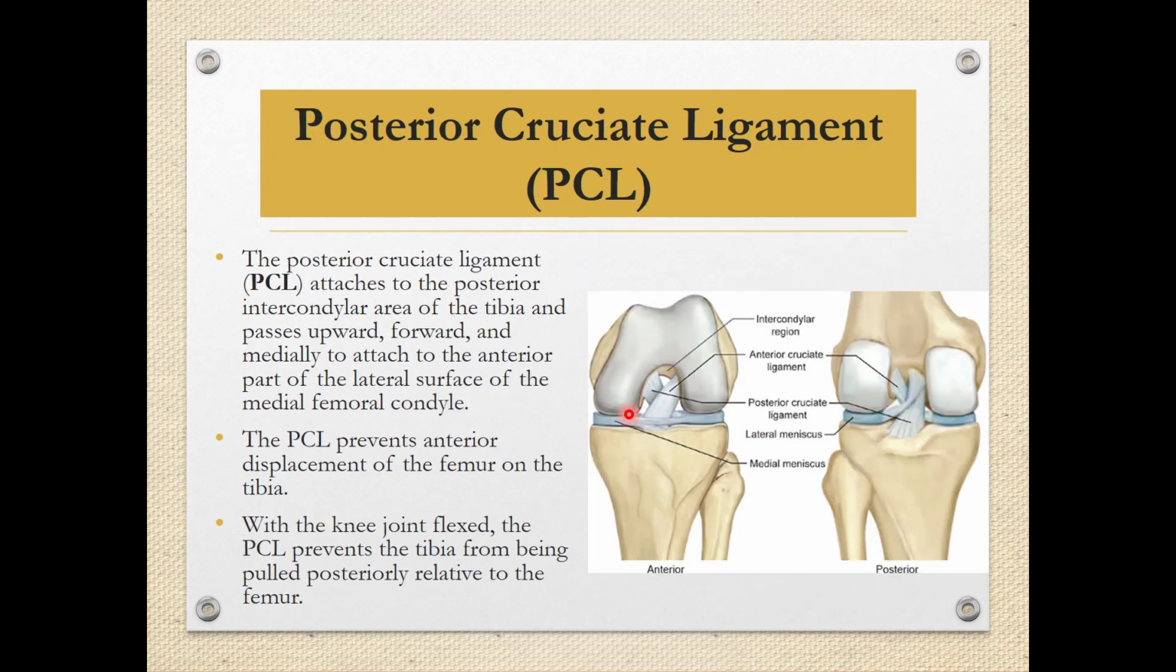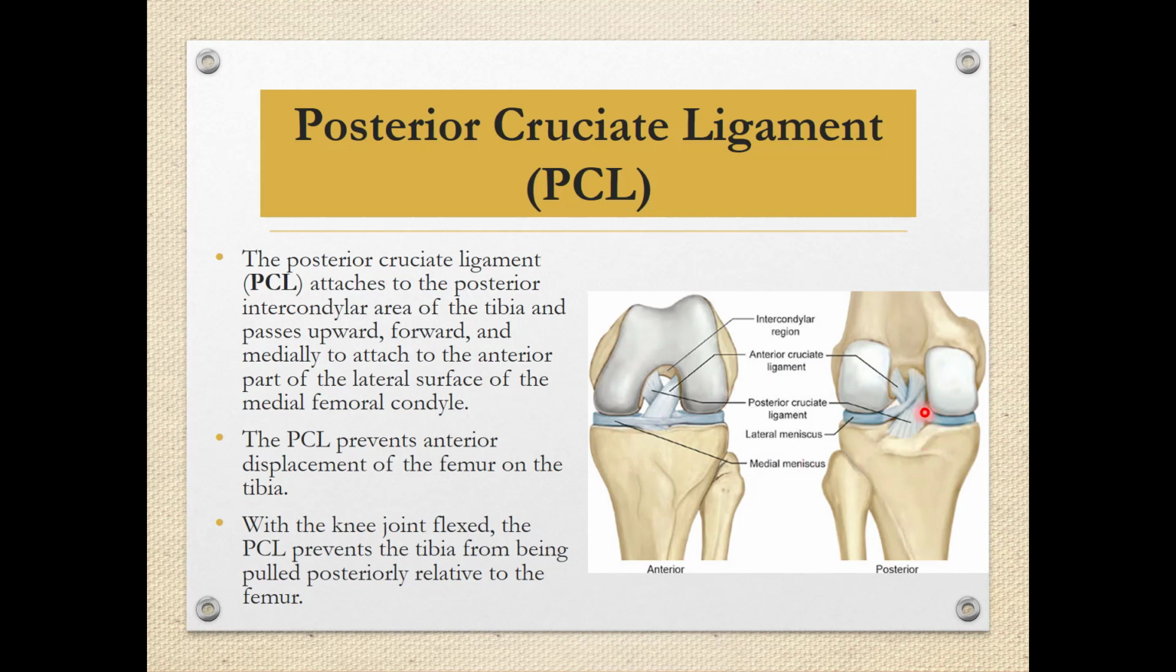Now the posterior cruciate ligament. See here, this is the posterior surface of the knee joint and this is the posterior cruciate ligament. This is the anterior surface and this one is the posterior surface. Anteriorly we can see the anterior cruciate ligament very clearly and we can see the posterior cruciate ligament also, but on the posterior side we can see the posterior cruciate ligament very clearly. The posterior cruciate ligament is attached to the posterior intercondylar area of the tibia. That's why it is called the posterior cruciate ligament.